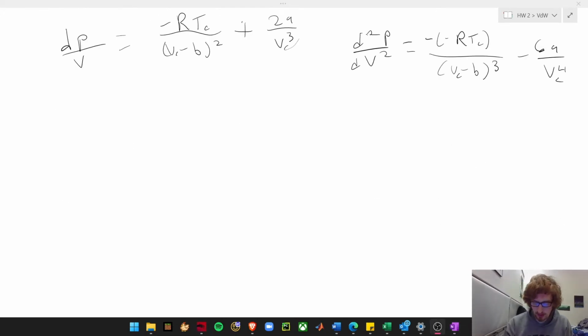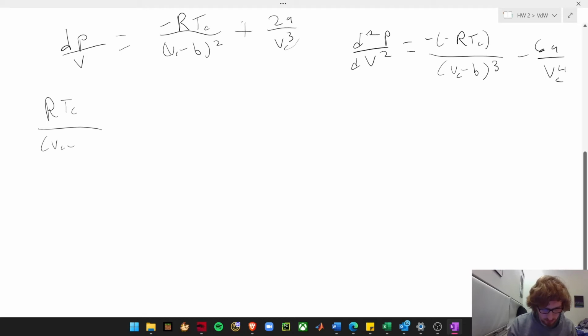From here, since we know that both of these are going to be equal to 0, we can go ahead and make a system of equations. So over with the first derivative, we're going to have R times the critical temperature over the critical volume minus B squared, equal to 2A over VC cubed, and then we can do the same thing over here. These two are going to cancel out, and we can see that R times the critical temperature, and actually there should be a 2 up here, I did forget that.